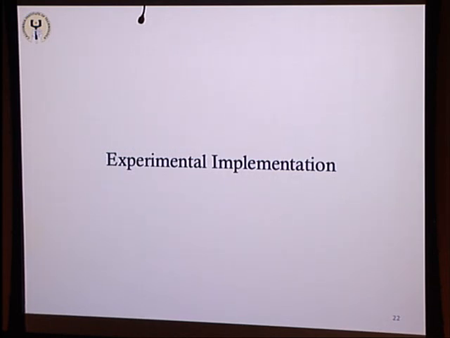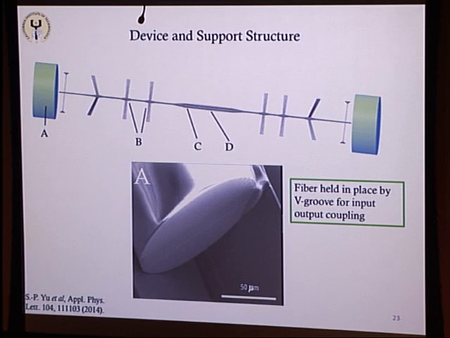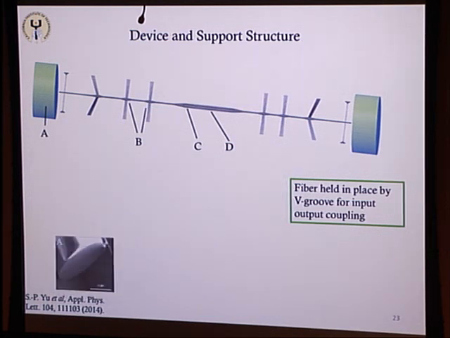Okay, so now let's talk about the experimental implementation of this. This is the device and the support structure. We use an optical fiber to couple into and out of this system. The optical fiber is glued into these V grooves, and you can maybe make out the nanobeam that goes along this direction here, and then it's being suspended across this V groove here. This allows us to bring light into and out of the sample.